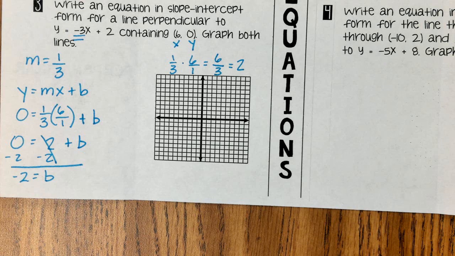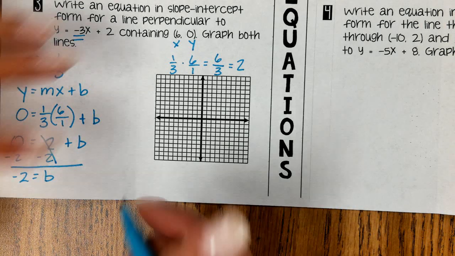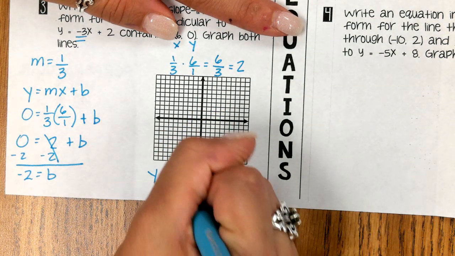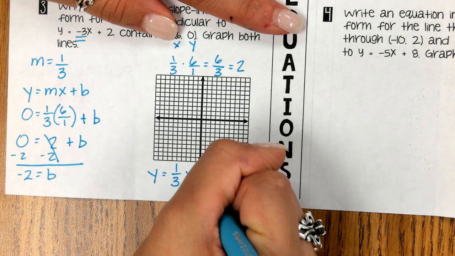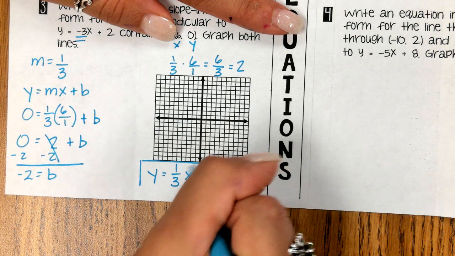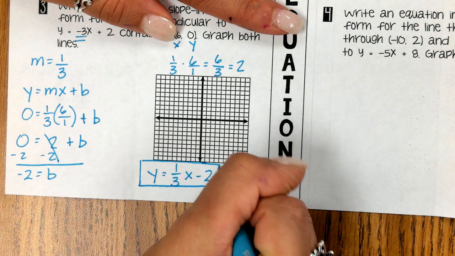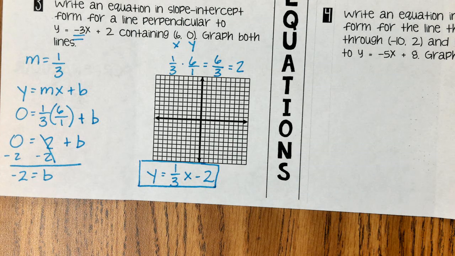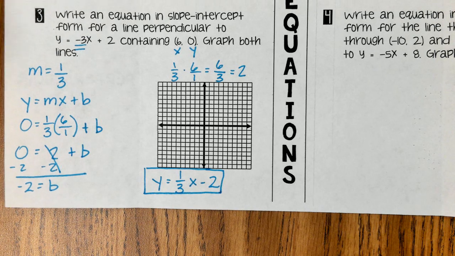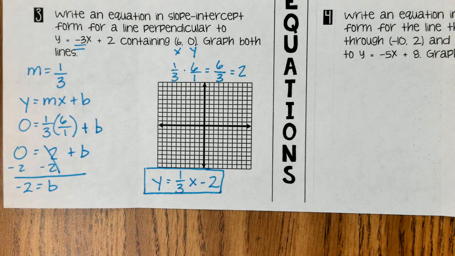Okay. How do I write this out? Y equals 1 over 3x minus 2. Very good. This is easy. Awesome. Okay. Last problem, number 4. You are doing on your own, by yourself, same steps.